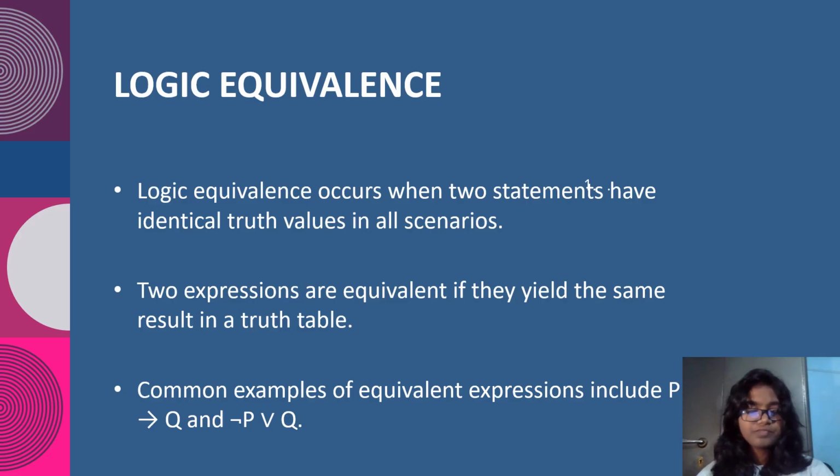Logical equivalence. Logical equivalence occurs when two statements have identical truth values in all scenarios. Two expressions are equivalent if they yield the same result in a truth table. Common examples of equivalent expressions include P implies Q and negation P or Q.